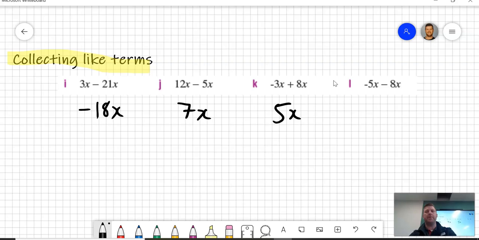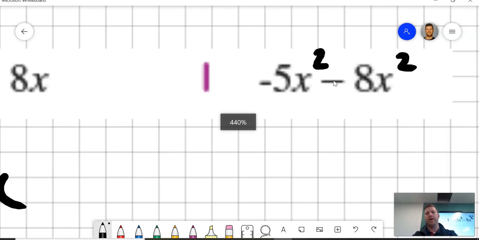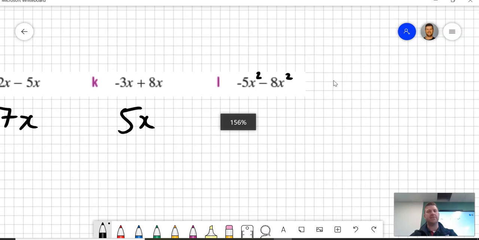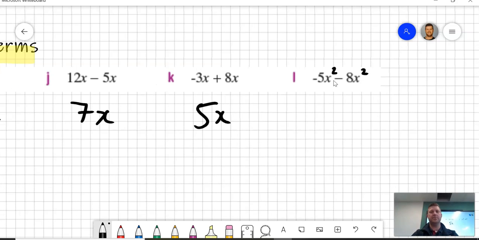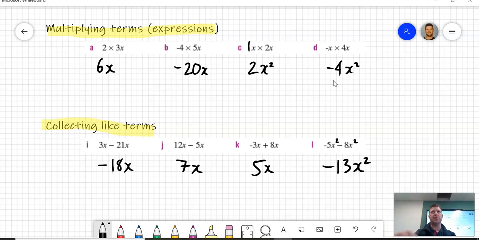And actually, I'm just going to change this a little bit. I'm going to make that negative 5x squared. Maybe I'm too zoomed in to do that. And negative 8x squared. They're still like terms because they both have an x squared variable. So minus 5x squared take 8x squared is negative 13x squared. So just a quick revision. They're the two skills you're going to be using today, but hopefully you know how to multiply terms already and you know how to collect like terms already, yeah?